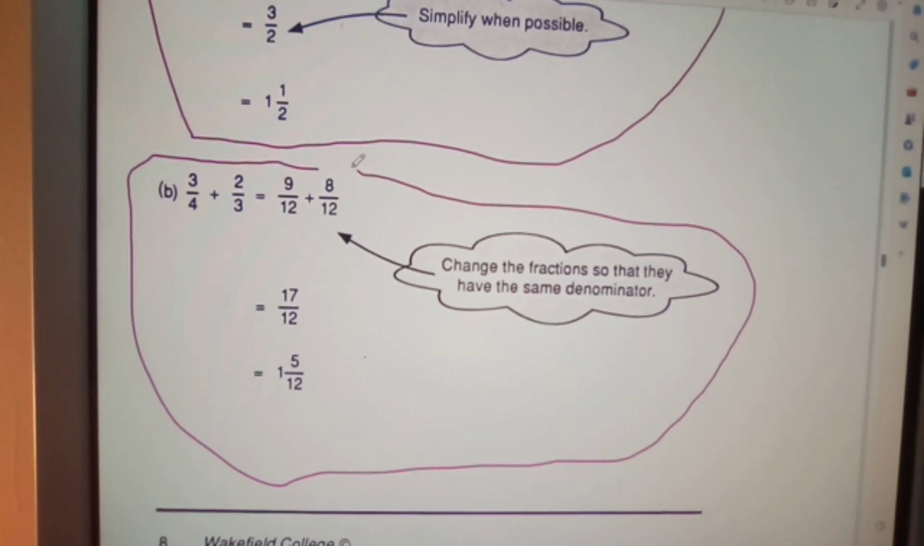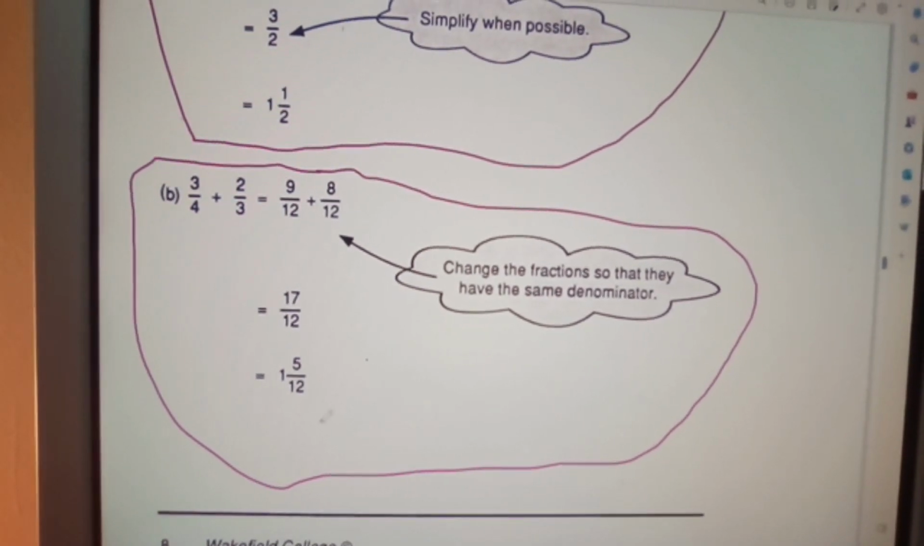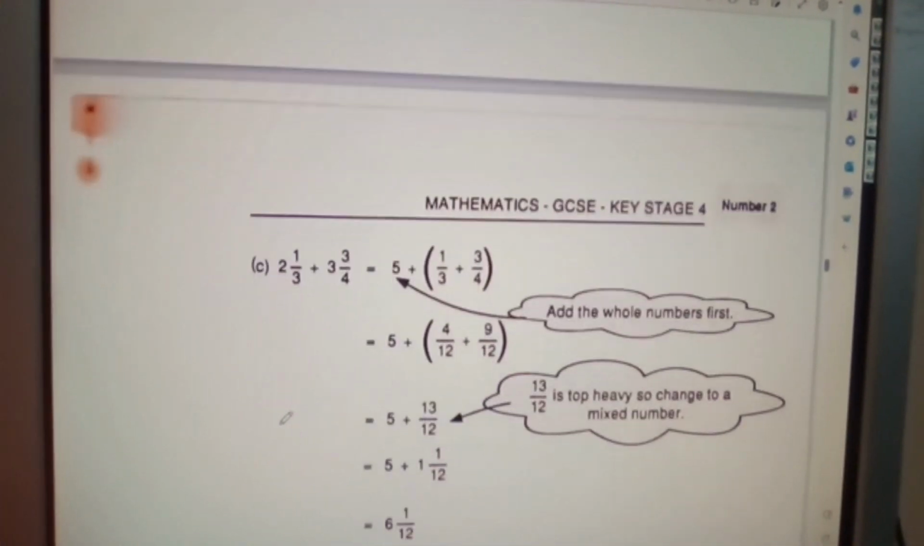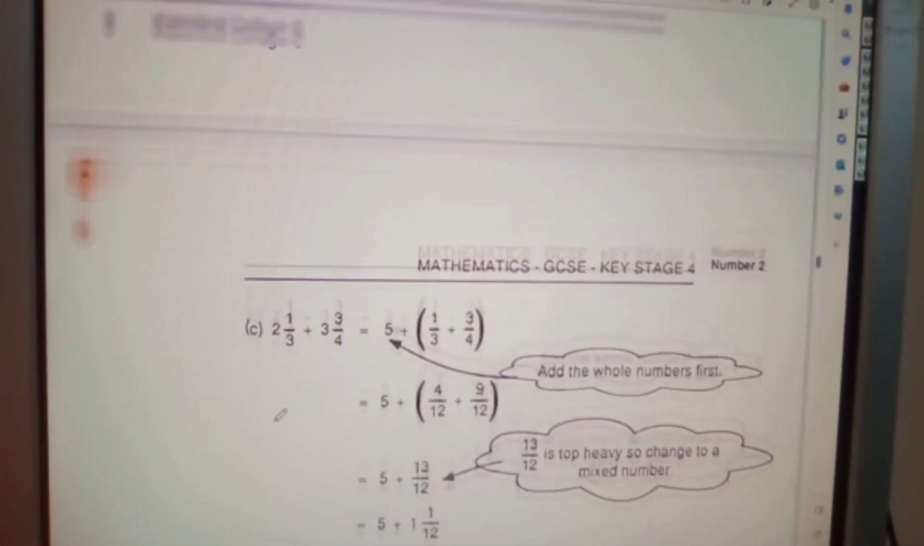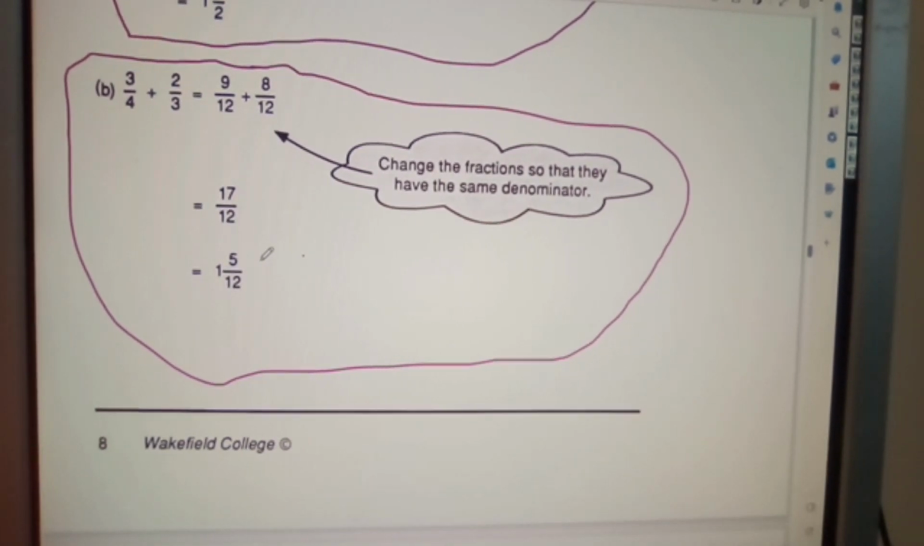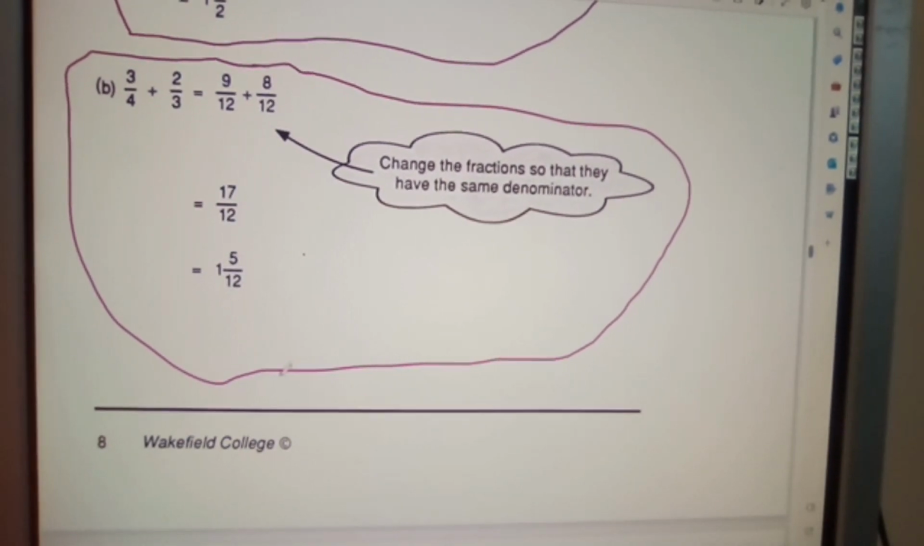Let me see if it goes down to the next page. One sec, wait for a moment. Let's make sure. 1 5/12. So make sure you write it out and you apply the principle.